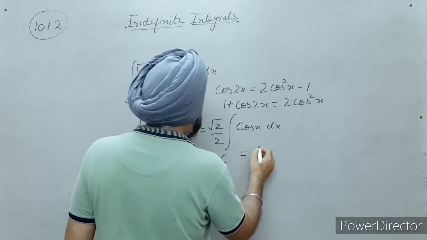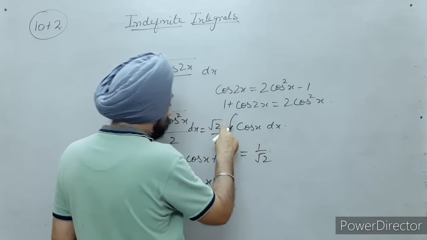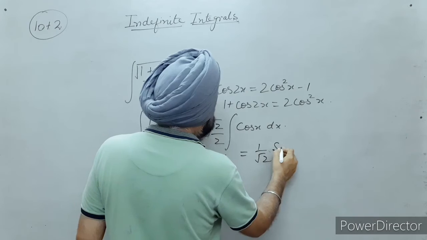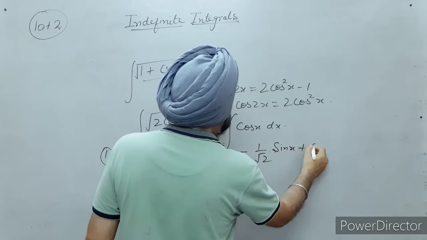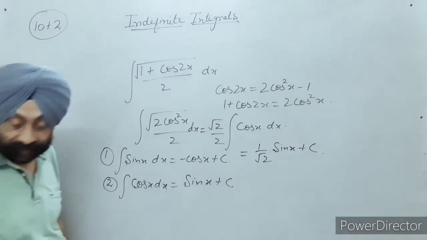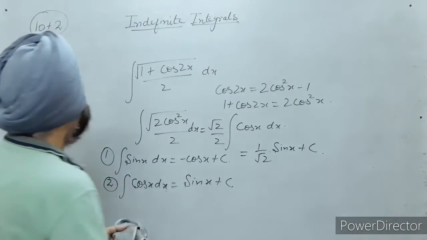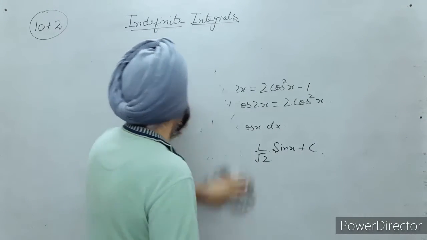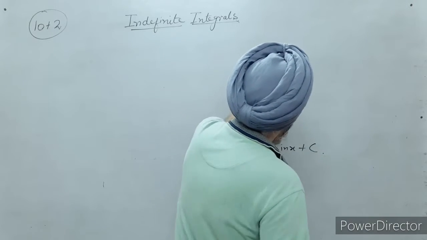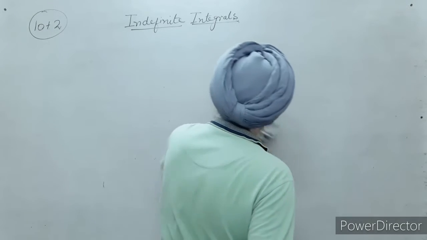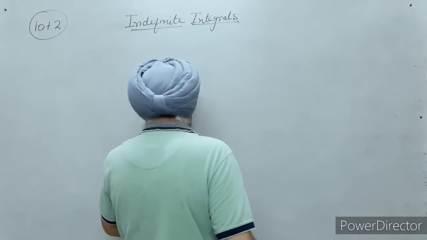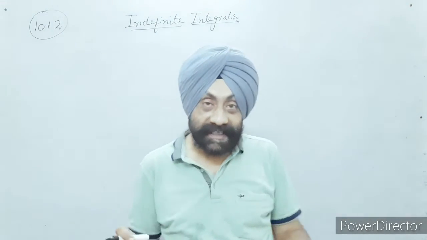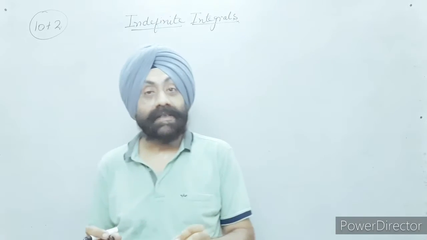So I will write here 1 upon root 2. Root 2 upon 2 is 1 by root 2. The integral of cos x is sin x plus c. This is the answer. I have used the identity that 1 plus cos 2x is equal to 2 cos square x. These identities will help in solving many problems in this chapter. They will make the sums very easy and solvable, right?